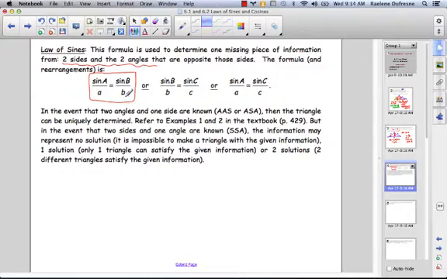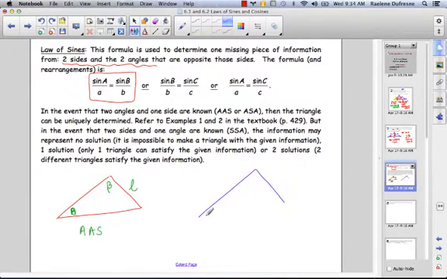If one piece is missing, and therefore we are given the other three pieces of information, then we can solve for the triangle. In the event that two angles and one side are known, so that we have angle, angle, side, or we have angle, side, angle, and by that I mean angle, angle, side would be knowing this angle, let me call that theta, we know another angle, let's call it beta, and we know a side length, let's call it L. So this is the AAS, angle, angle, side case.